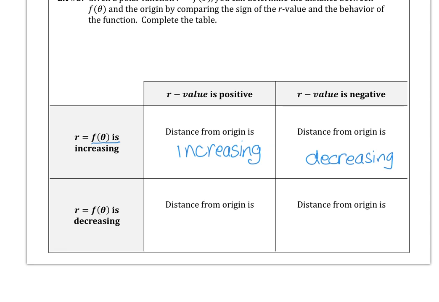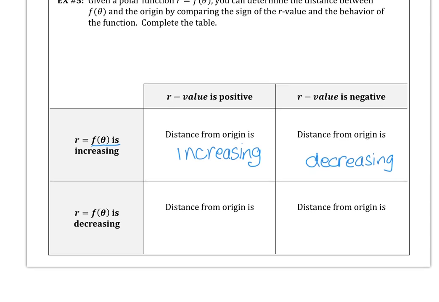And then finally, when the r value is positive, so where would that be? That would be in 0 to pi over 6. And r is decreasing in that same interval. What happens to the distance? The distance is decreasing. And then where the r values are negative and r is decreasing, what happens to the distance from the pole? It's increasing. So I could see that in the table from pi over 6 to pi over 3 as an example.